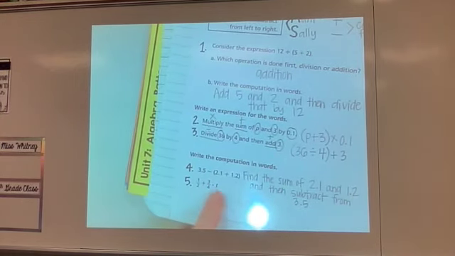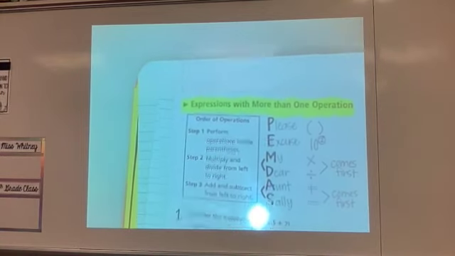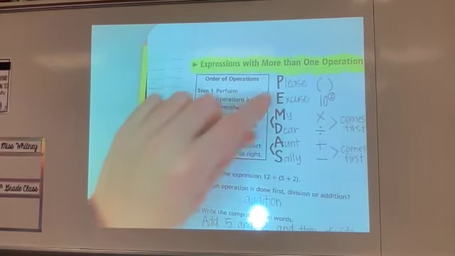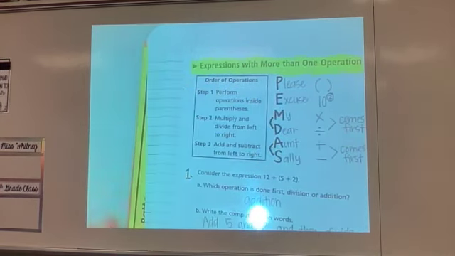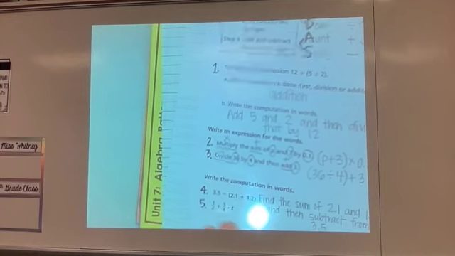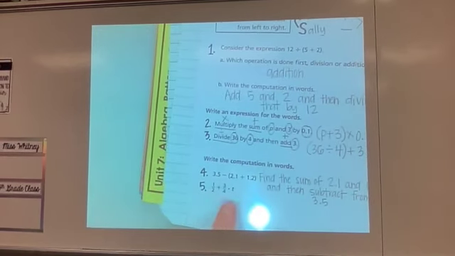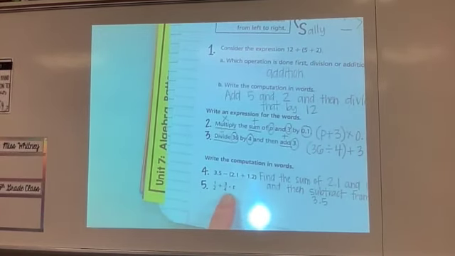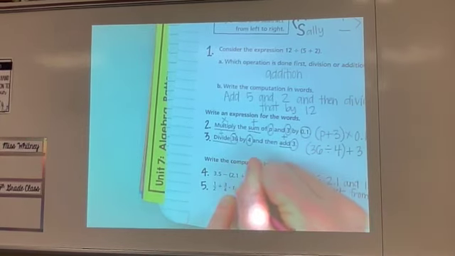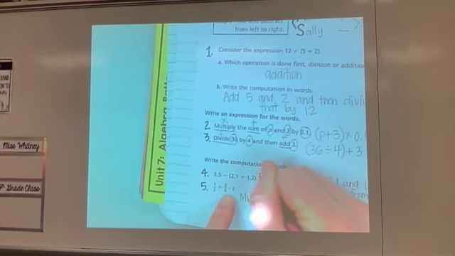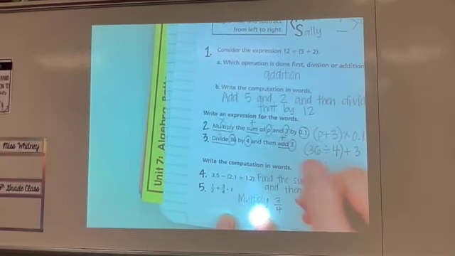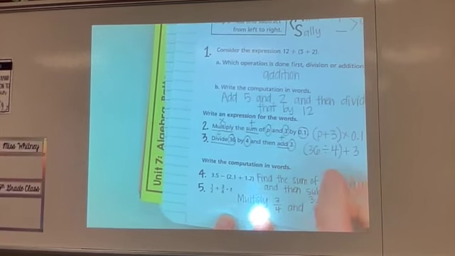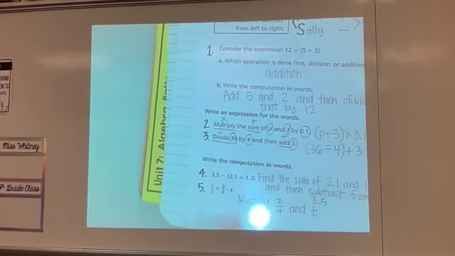Which one of those would I do first, addition or multiplication? Well, if I look up here on my order of operations, multiplication, addition. Multiplication comes first, so we need to multiply first. Multiply first. So I'm going to use those words first. I'm going to say multiply 3/4 and t, because those are the two things I need to multiply.